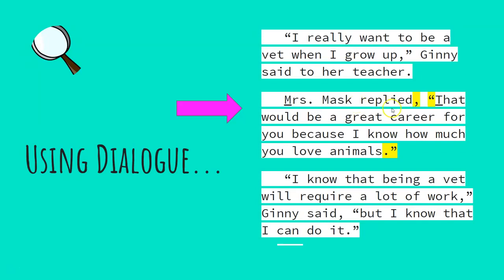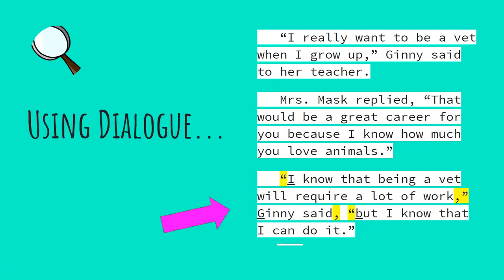Mrs. Mask replied, "That would be a great career for you because I know how much you love animals." The comma here offsets what Mrs. Mask, who is the character, is saying. That would be a great career for you because I know how much you love animals is what she's speaking out loud. And we end it with the period because it's the end of her statement inside of the quotes this time.